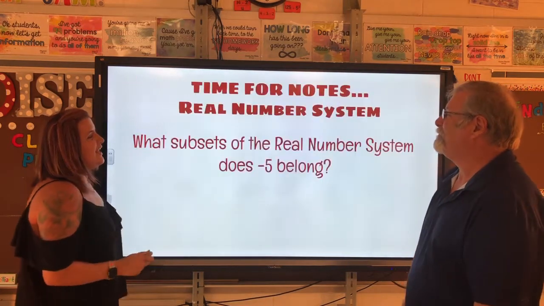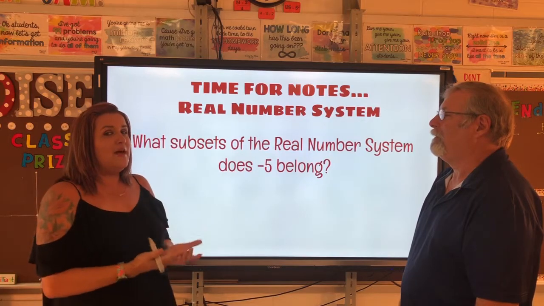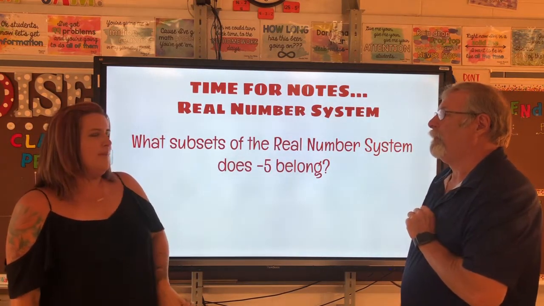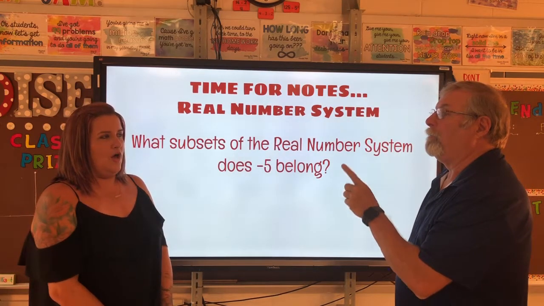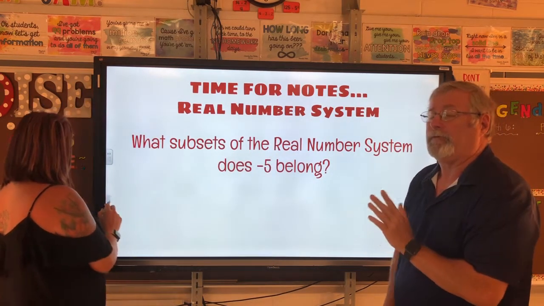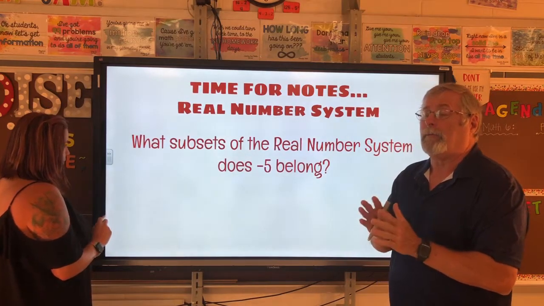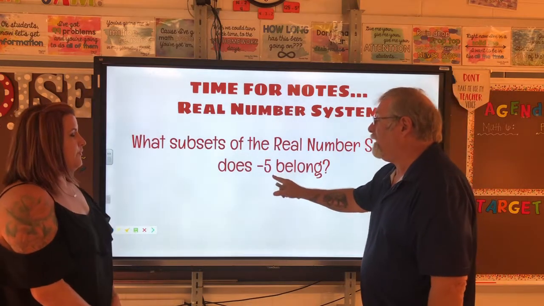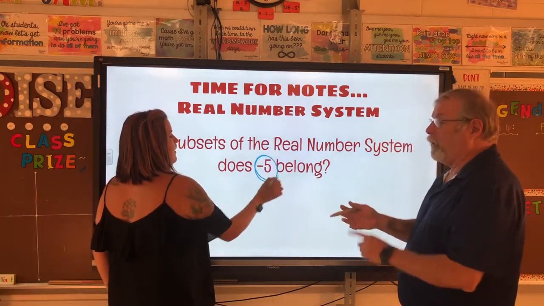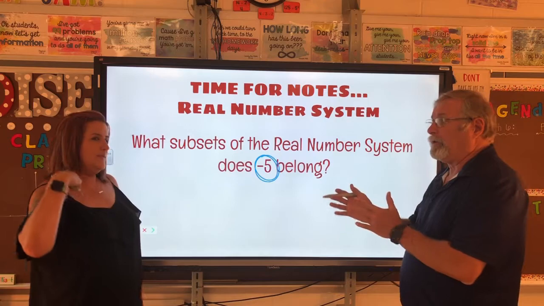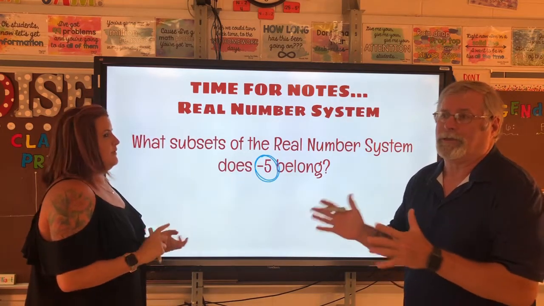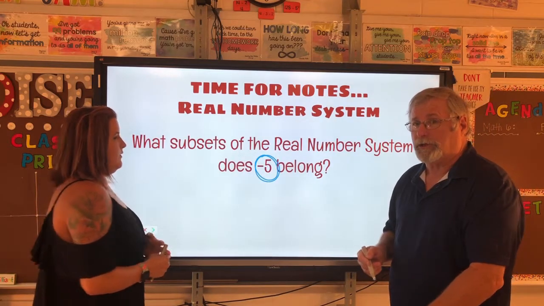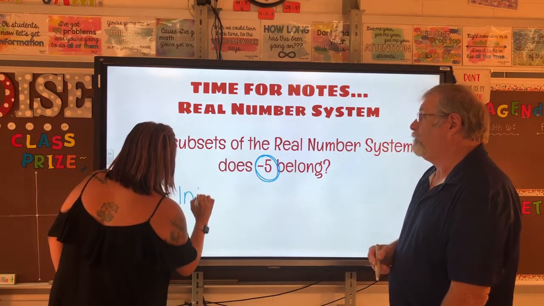All right, so let's look at how we identify these subsets that a number belongs in. This says, what subset of the real number system does -5 belong to? Because here's the key thing that you have to understand about subsets. Numbers can belong to more than one set. Just like the number -5, well, we know it's not natural because those are the counting numbers. We know it's not whole because the only thing different about whole numbers is you add 0. We already know it's an integer. So -5 is an integer.